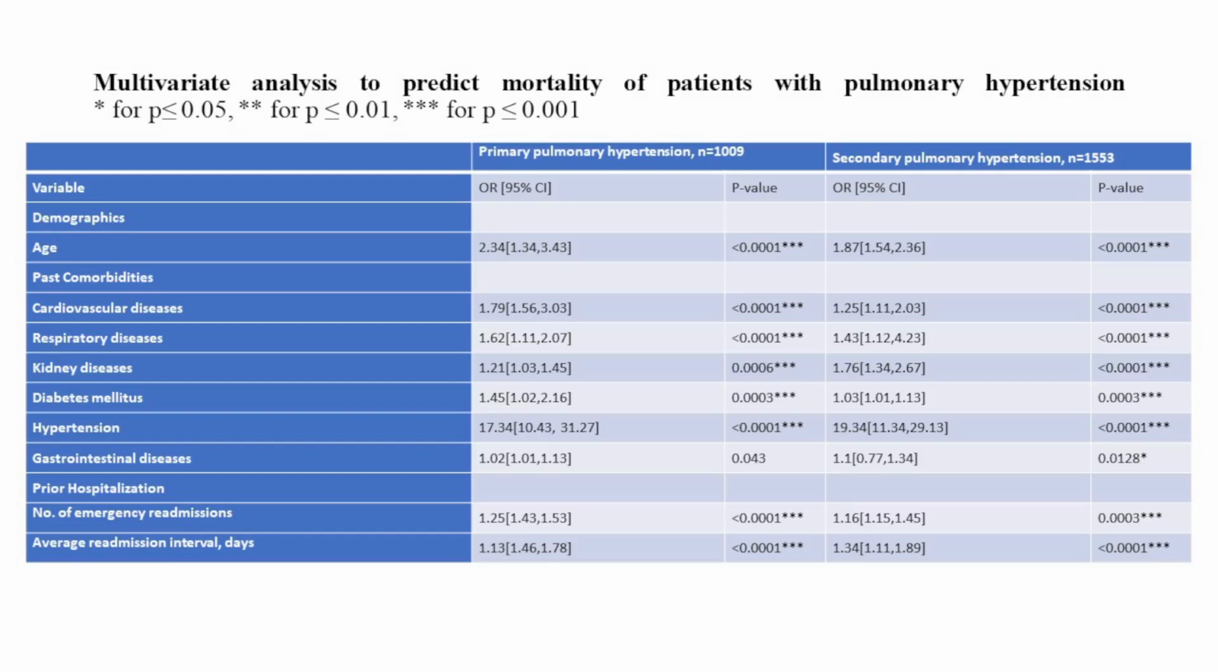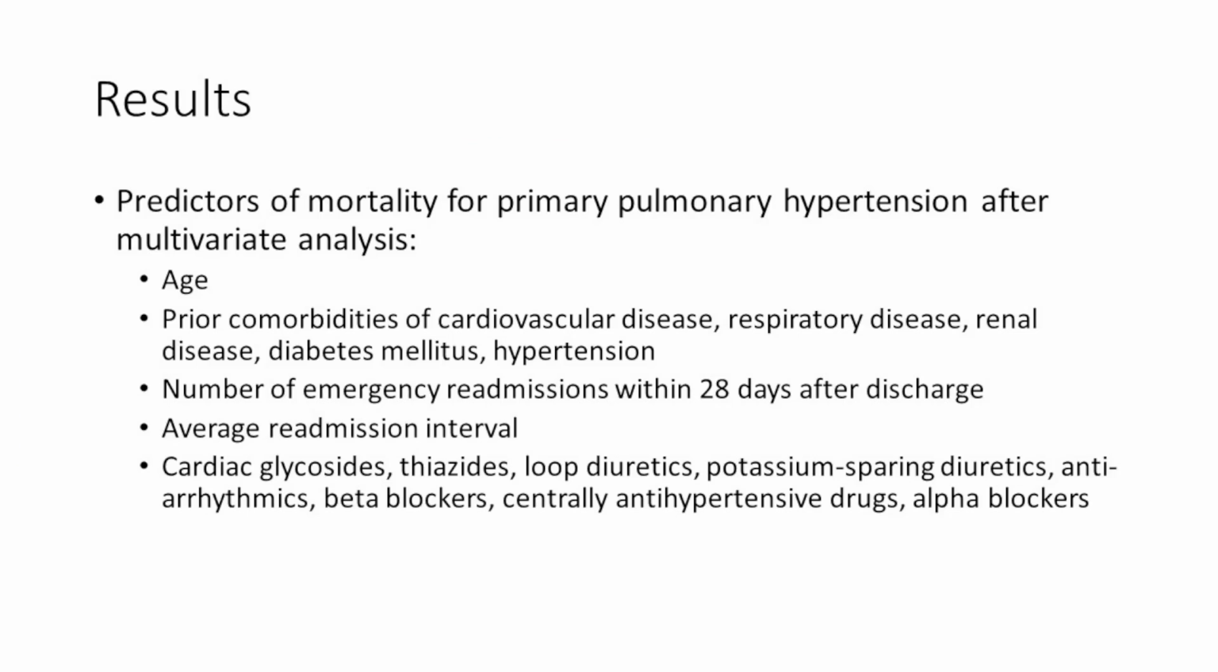This is the table for multivariate analysis and the various factors and the significance in their prediction of mortality of patients with pulmonary hypertension. And in multivariate analysis, once again, there were similar factors identified, such as the age, various comorbidities, and the number of emergency readmissions and average readmission interval, as well as the use of a wide variety of drugs.